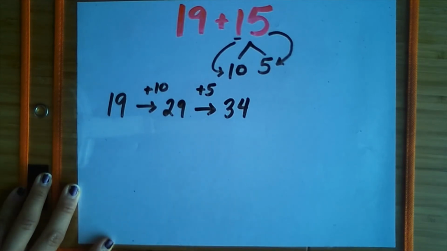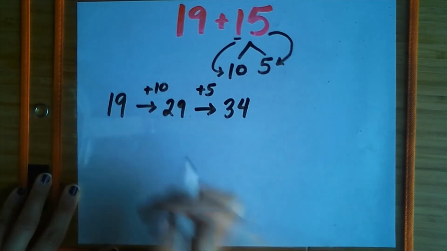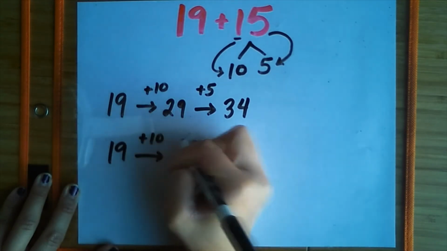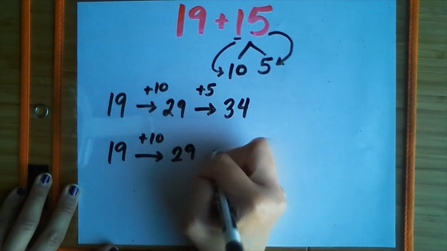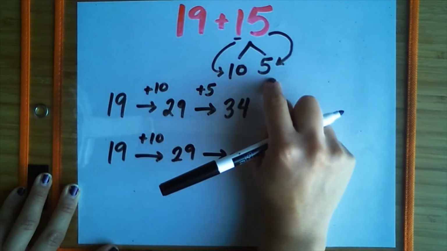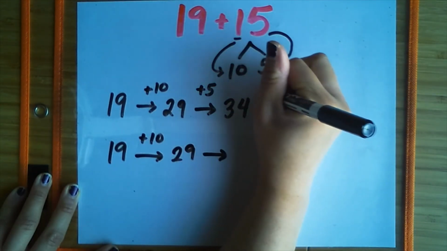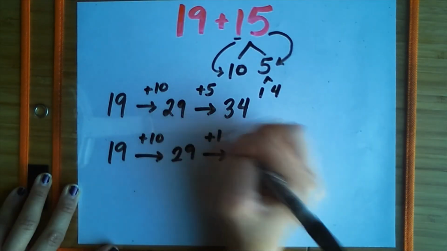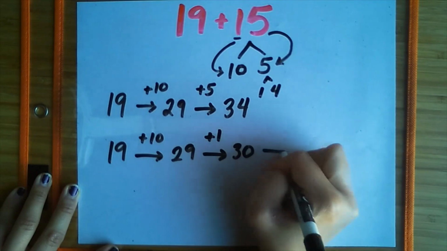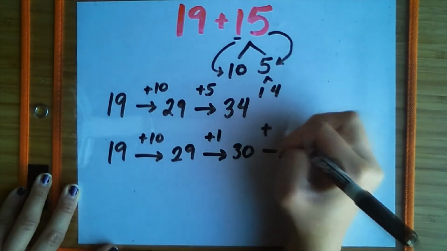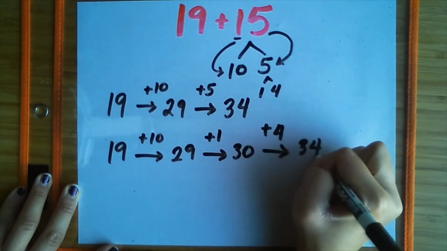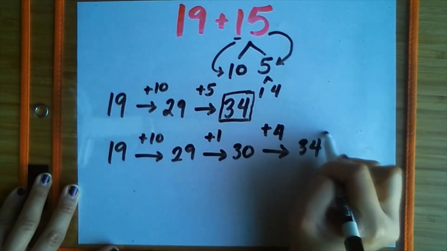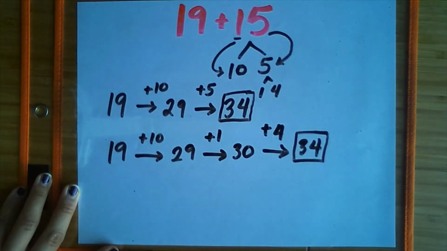Using the arrow way again, this time a little bit differently. We're going to start with 19 again, and we're going to add 10 once more to give us 29. Now, what we can do, because we know we still have 5, we know that 5 does have 1 and 4 in it. So, what we can do is we can add 1 to get to 30, and then add 4 to get to 34. Again, our solution is the same. We just used the arrow to help us in different ways.